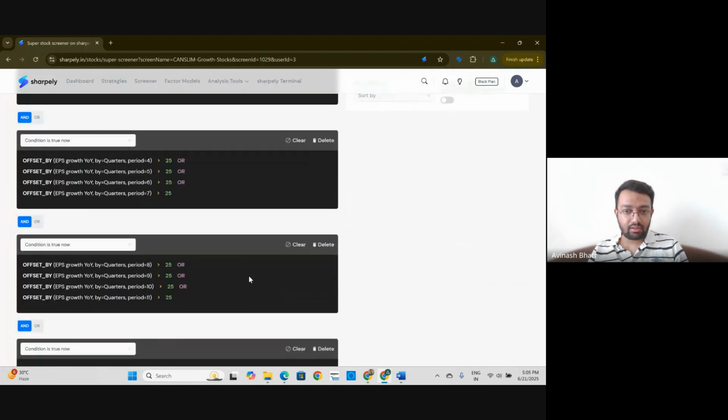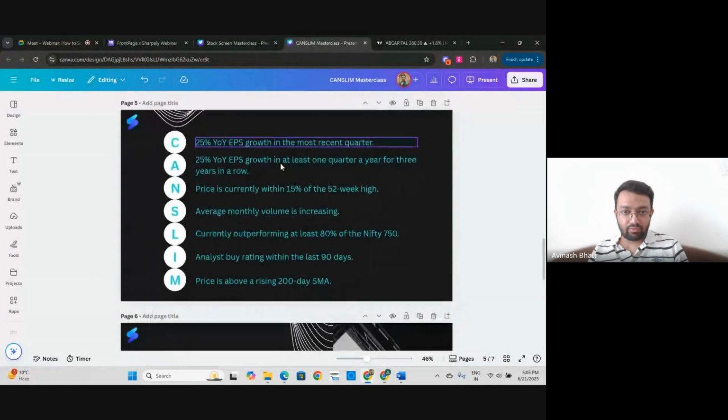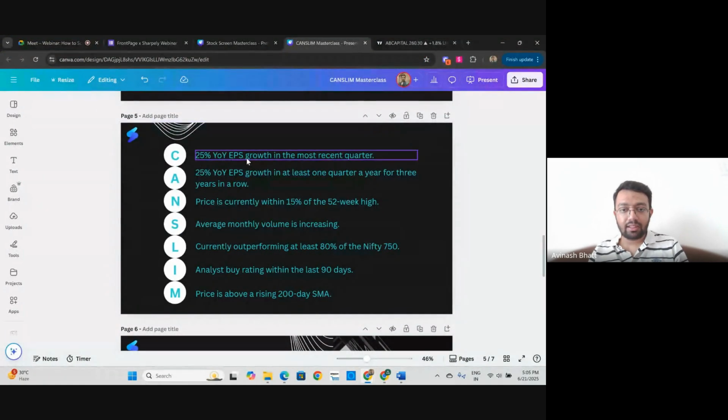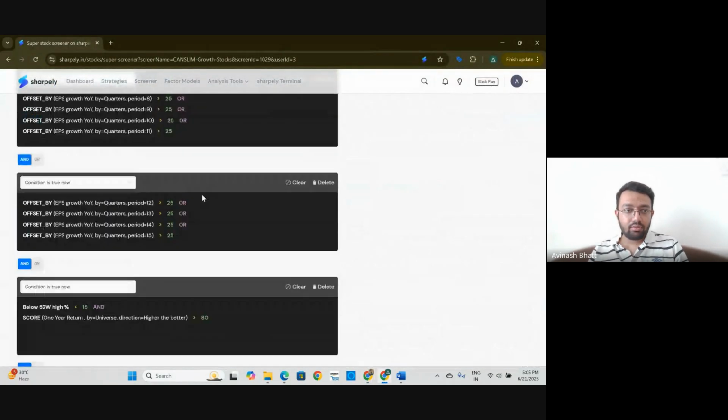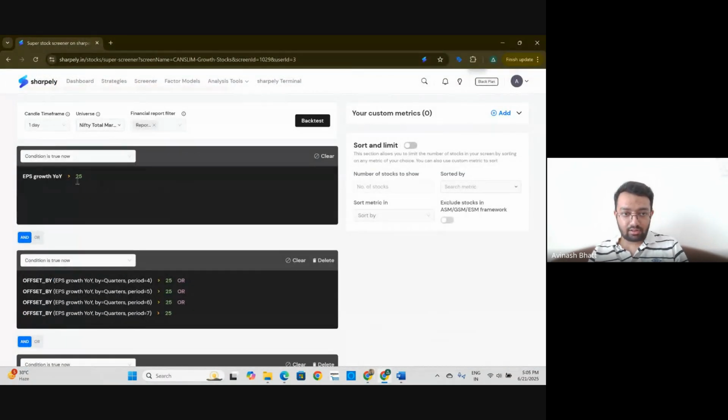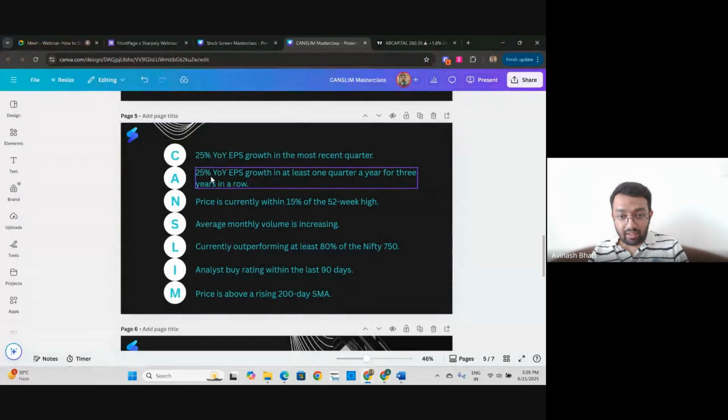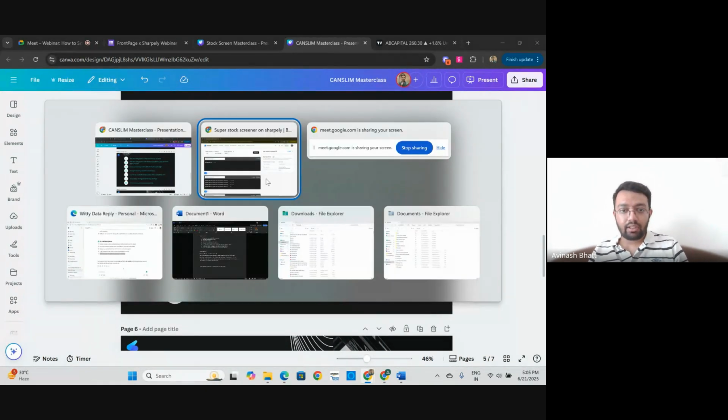This is basically the replication of this. So 25% EPS growth in the most recent quarter. So that is this condition. Then 25% year-on-year EPS growth in at least one quarter a year for 3 years in a row. Now, I don't think you will be able to create this condition on many platforms. There will be one or two more, but you can do that on Sharply.